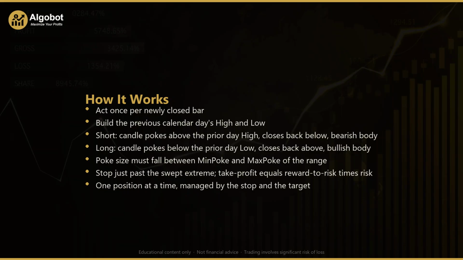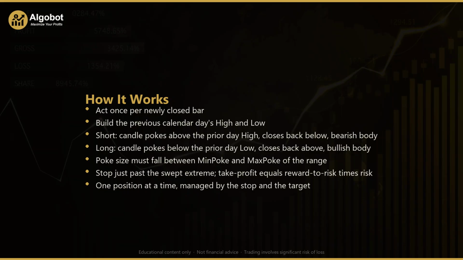The first thing it does each new bar is build the previous calendar day's high and low. It scans back through the bars, skips everything that belongs to the current day, and then measures the full high and low of the day before. Those two values, the prior day high and prior day low, become the reference levels for everything that follows. The distance between them is the prior day range, and almost every threshold in the strategy is expressed as a fraction of that range, which is what lets it adapt to different symbols and time frames.